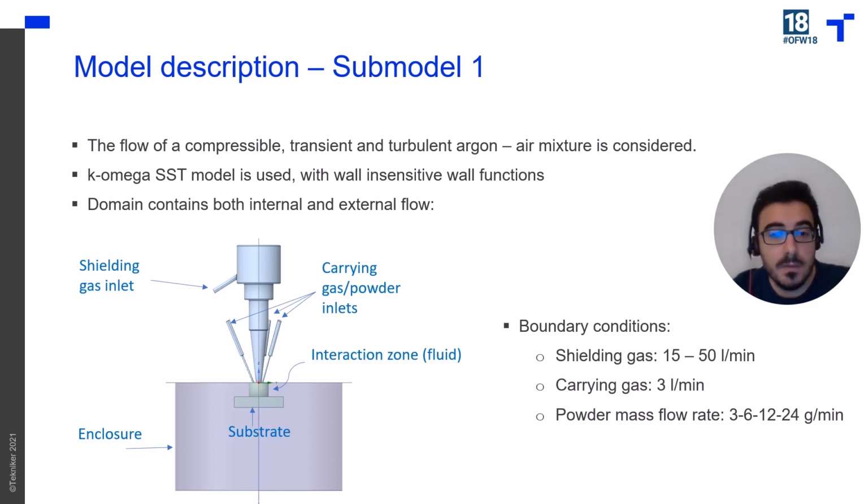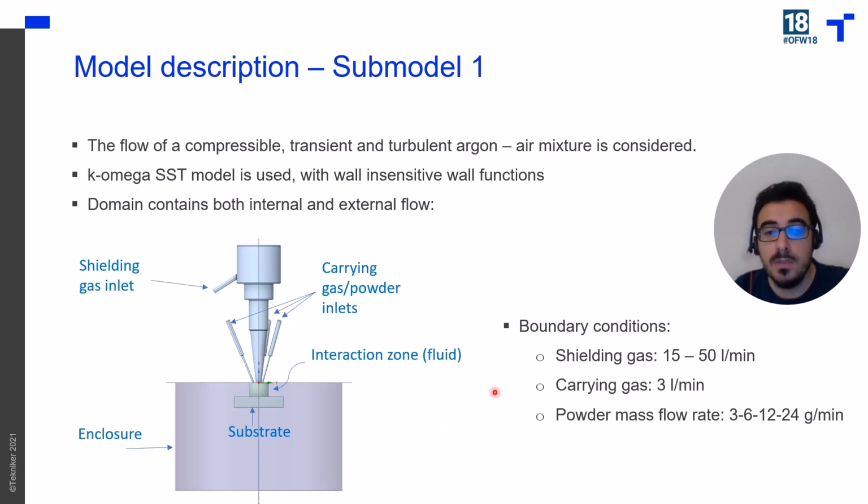You have a sketch here of the domain, which contains both internal and external flow. Regarding inlets, we have one for the shielding gas, which is located over here, and 3 discrete inlets for the carrying gas and the powder cloud. We also have an interaction zone of fluid nature, which is meshed more densely to have a better description of the interaction afterwards. We also consider the presence of a substrate, and everything is inside an enclosure.